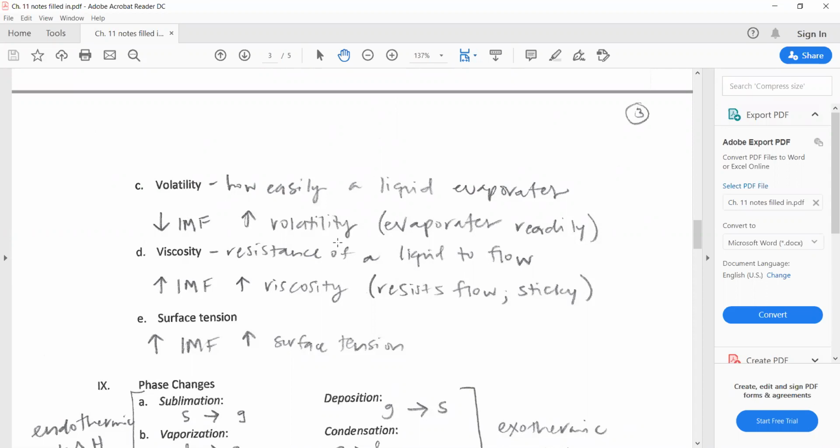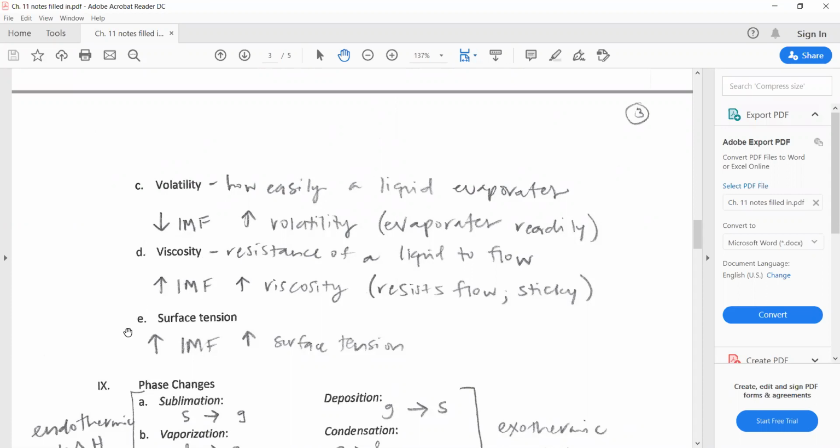Viscosity is the resistance of a liquid to flow. This one also should make some logical sense. If the molecules like each other and have high intermolecular forces, that makes them very sticky, like syrup. And if they're very sticky, then they are very viscous. They move very slowly and they resist flowing because they want to stay right where they are.